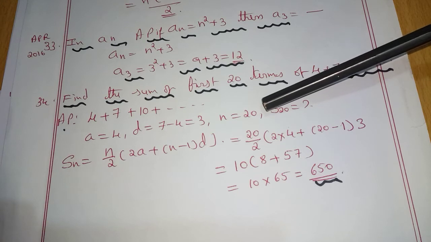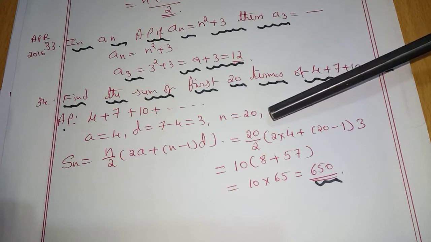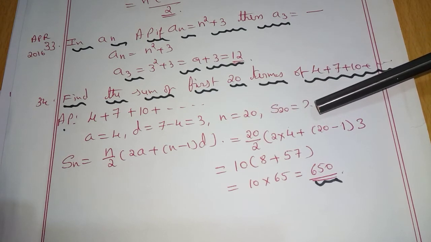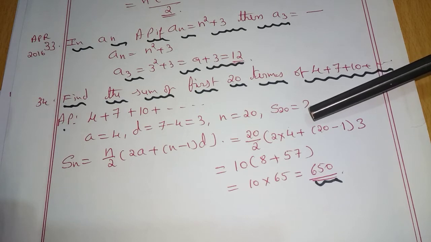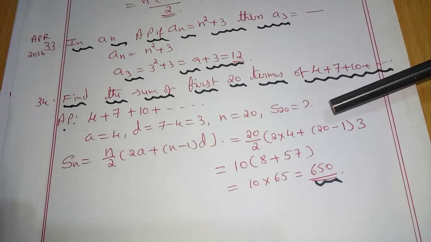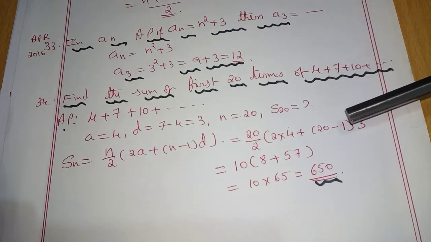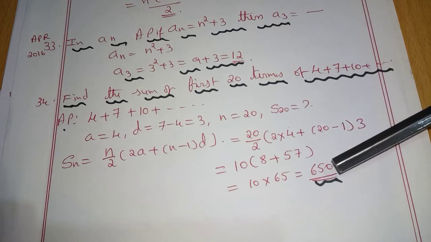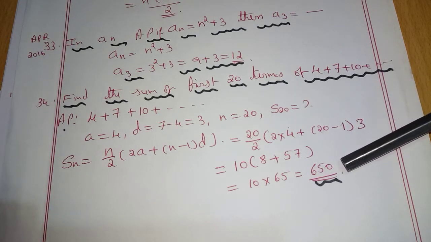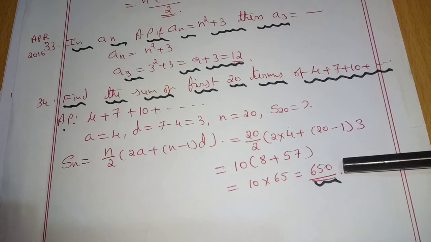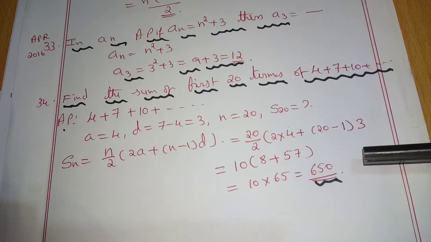Then substitution. 20 by 2 into 2 into 4 plus 20 minus 1 into 3. 10 into 8 plus 57. 10 into 65. What is the last answer? 650.